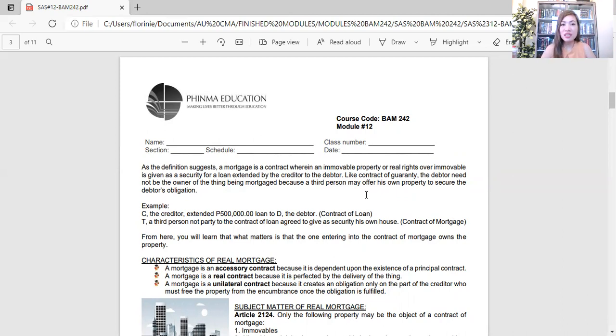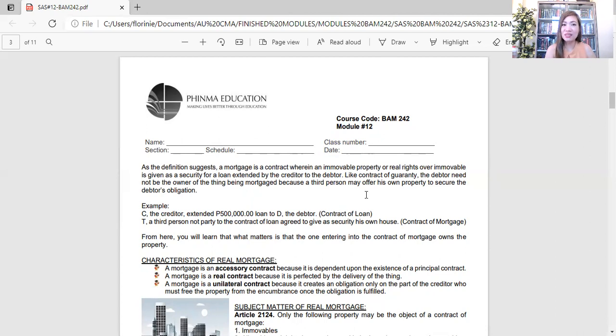Why? Kasi 'di ba sa contract of pledge, pwede naman na yung ipine-pledge na bagay ay hindi talaga pag-aari ng debtor. In fact, if you are a friend of a debtor, tapos napakiusapan ka na pwede bang, i-prenda nga natin yung singsing mo para sa utang ko. Tapos pumayag ka. Is that valid? Is the pledge valid?